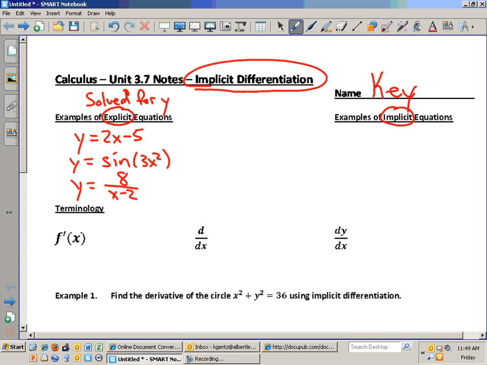For example, let's say this, x squared plus y squared is equal to 9. Does anybody know what that graph looks like? That's a circle. It's a circle with a radius of 3. And so that is not a function, but yet we can find the derivative of it. This is an implicit equation. Here's an example of another implicit: x divided by y equals 9. Here's an example of another one: 9xy plus y is equal to x.